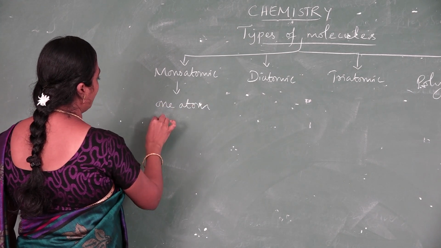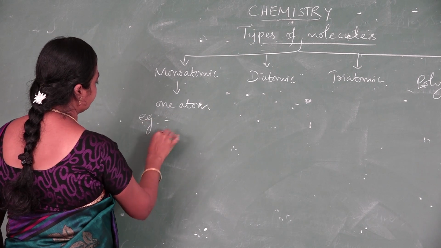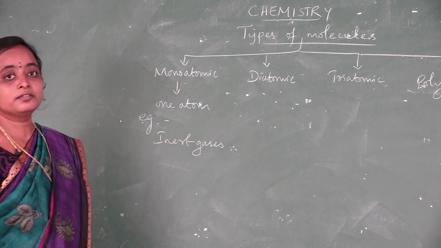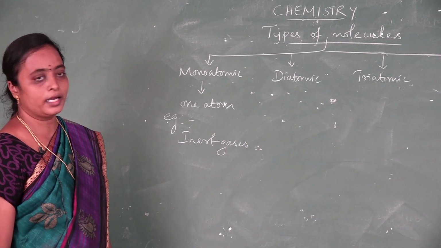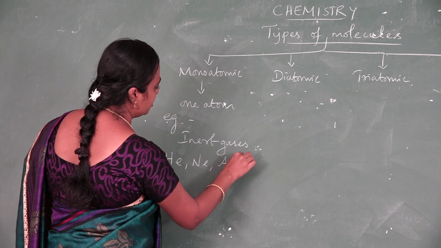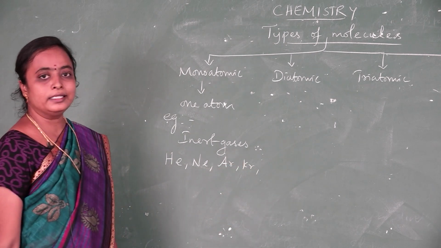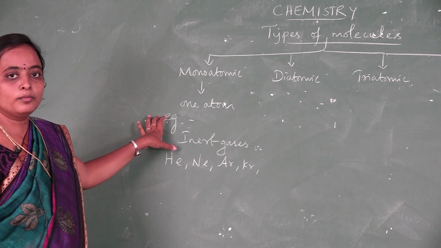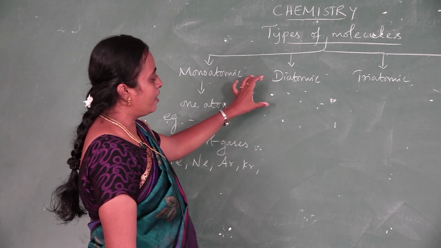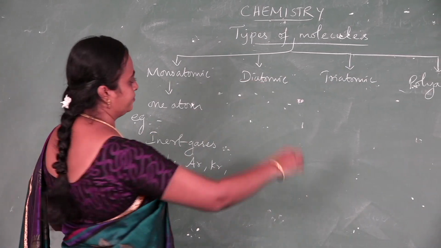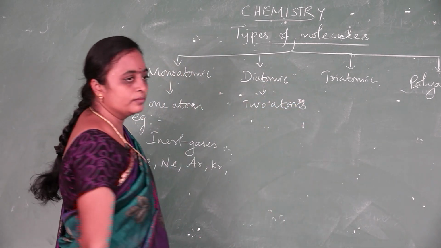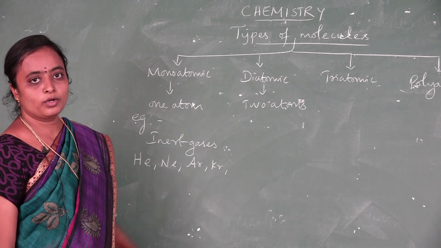For example, all the inert gases. Because of their low chemical reactivity, they do not form a bond with another atom. So if I am taking helium, neon, argon, krypton, like this, all the inert gases come under monoatomic molecules. If I am taking a diatomic molecule, if a molecule contains two atoms, that is named as a diatomic molecule.